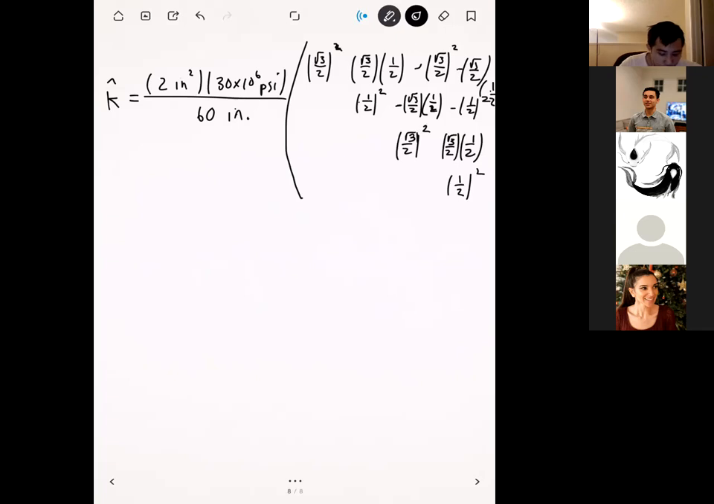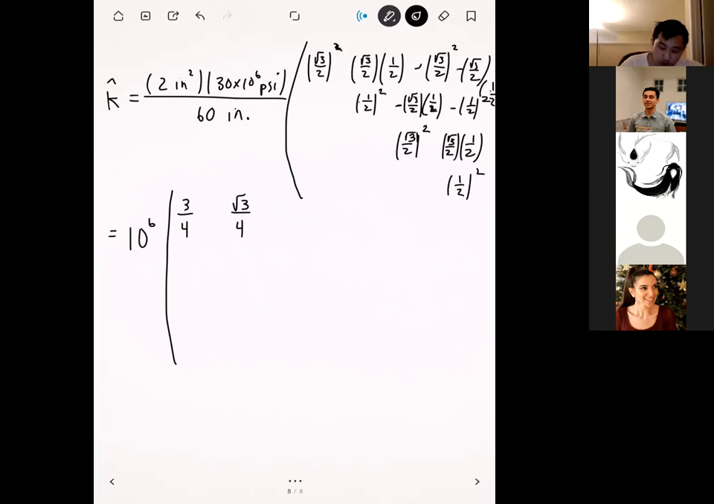If we perform all this arithmetic, out in front we have 2 times 30 times 10 to the 6, which is 60 times 10 to the 6 divided by 60. So out in front, we just have 10 to the 6. And in the matrix, we're going to have the following values. First, root 3 over 2 squared, which is 3/4. Next, our cosine sine term, root 3 over 2 times 1/2, which is root 3 over 4.